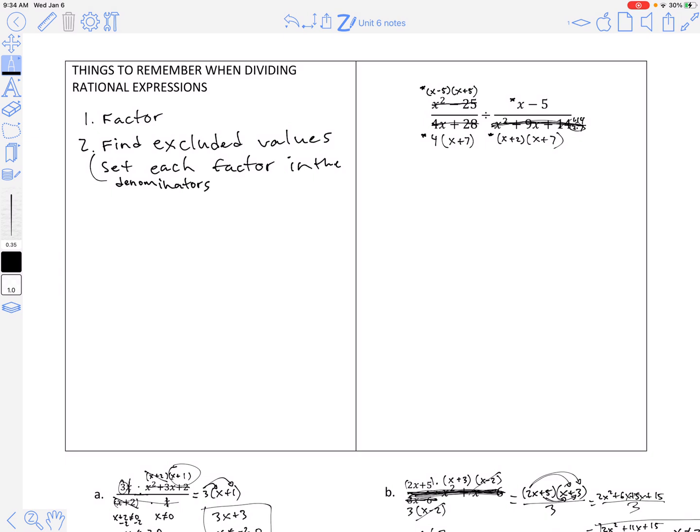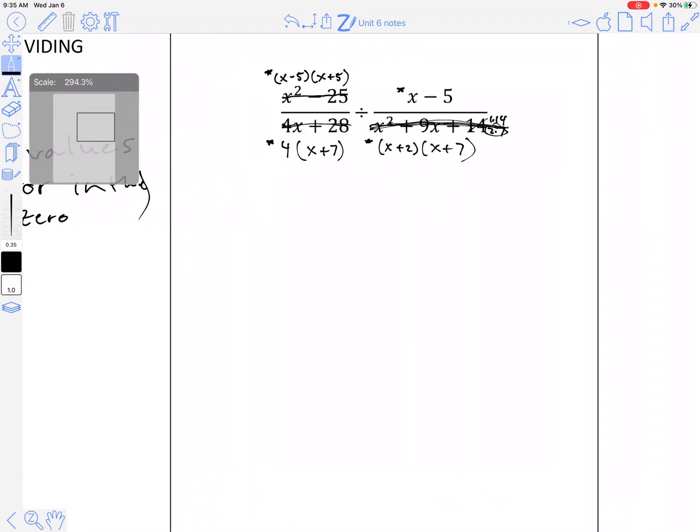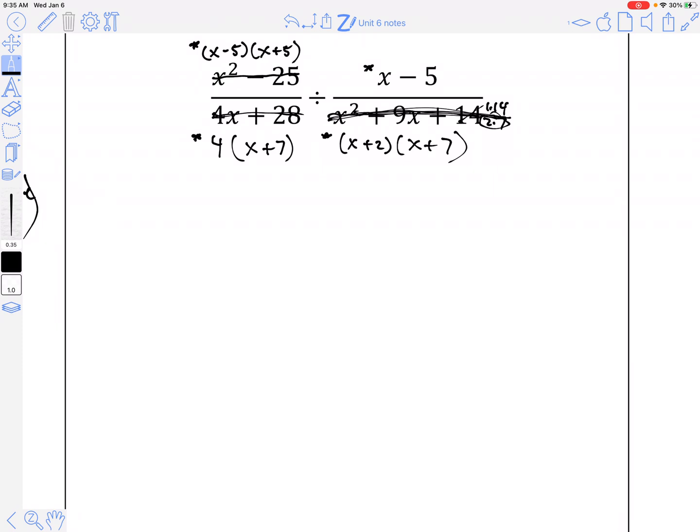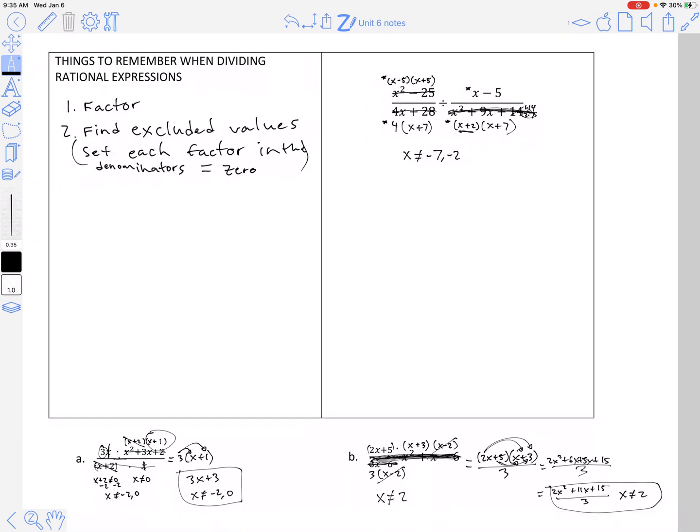Technically there's 2, right? Equal to 0. All right, so let's take a look here. 4, never going to become 0. X cannot be negative 7. What would make this guy 0? Negative 2, right? And then negative 7 again, I don't have to rewrite it. Okay, so I found the 2 values that would cause issues. Okay, 3. Take care of division.